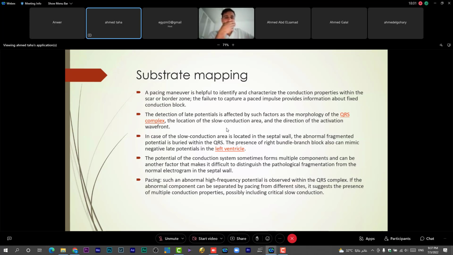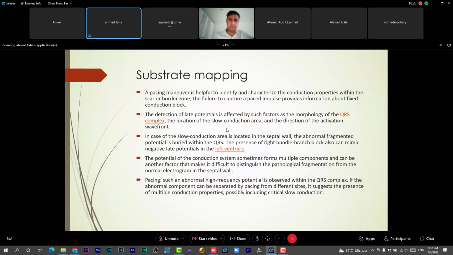So when you already have the substrate mapping, you try to pace with, for example, a larger output amplitude to get capture. If you are failing to capture and you have good contact with the tissue, this gives you information that yes, this is scar zone. So I will use it, for example, as block lines in between to make what's called linear lesions.